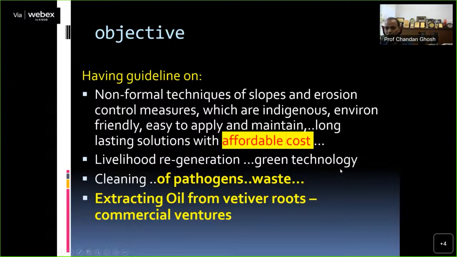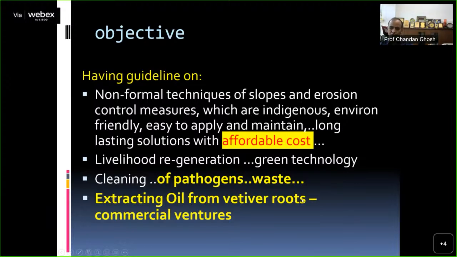Now, biomass. Everybody is now going towards biomass energy, replacing coal, and using this biomass as a replacement for coal so that we can reduce the greenhouse effect. Then there is cleaning of pathogens and waste at the facility, which I have shown.